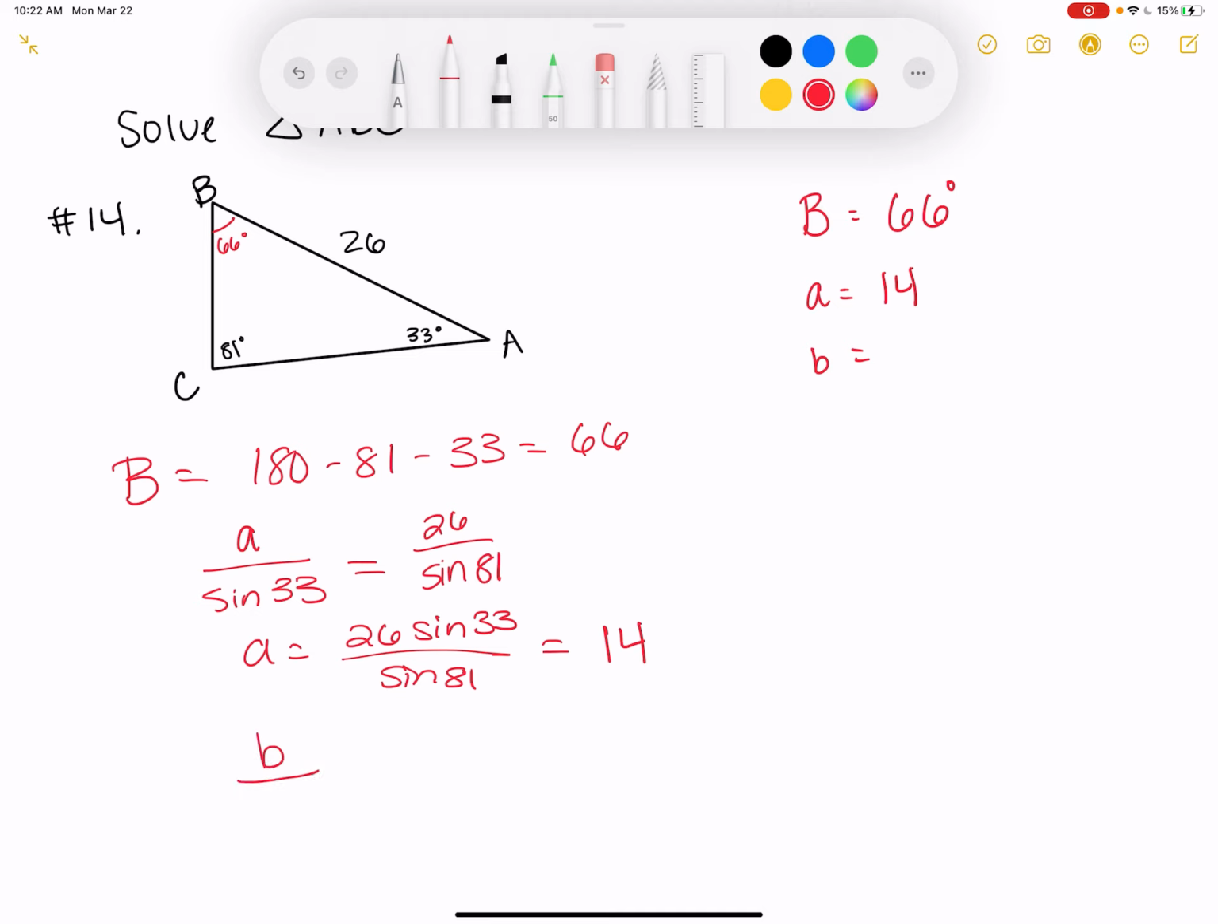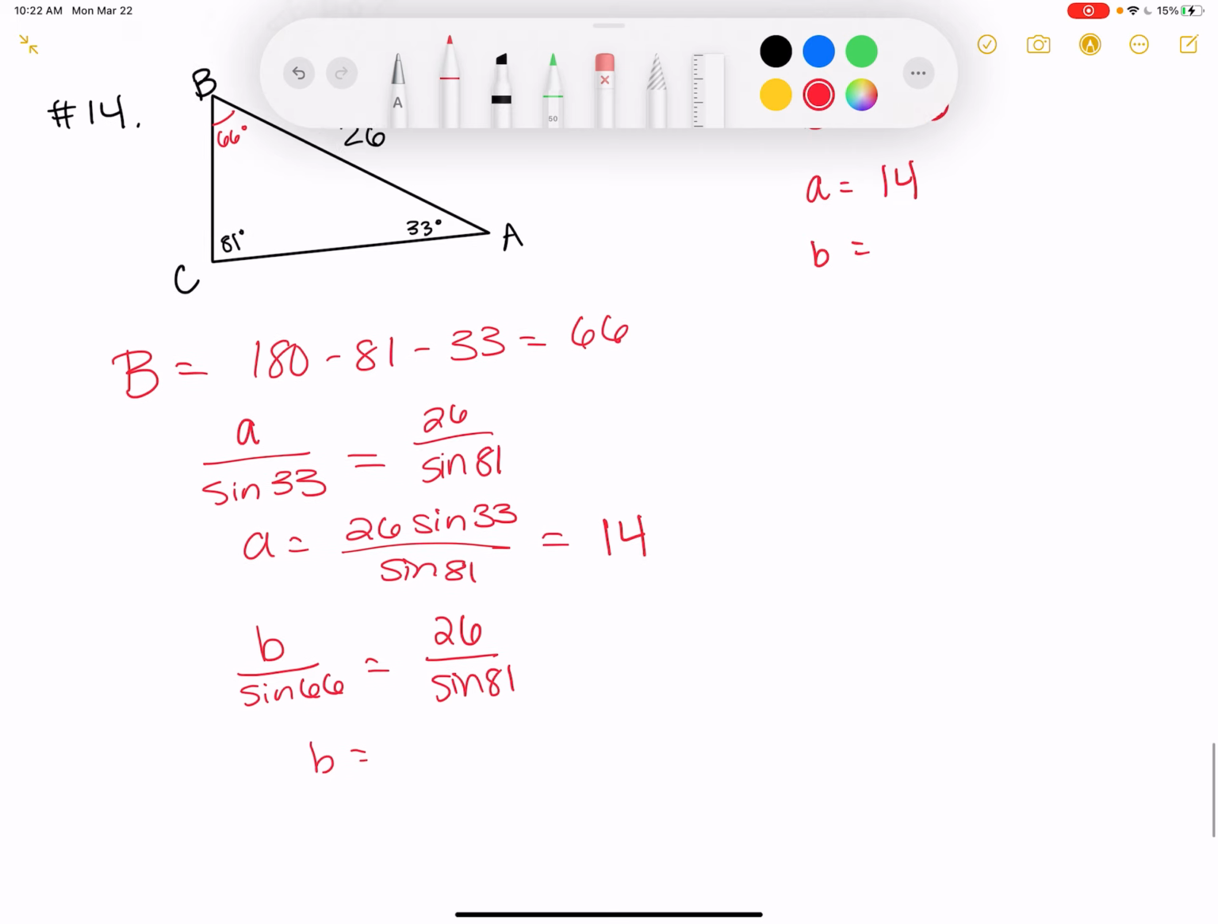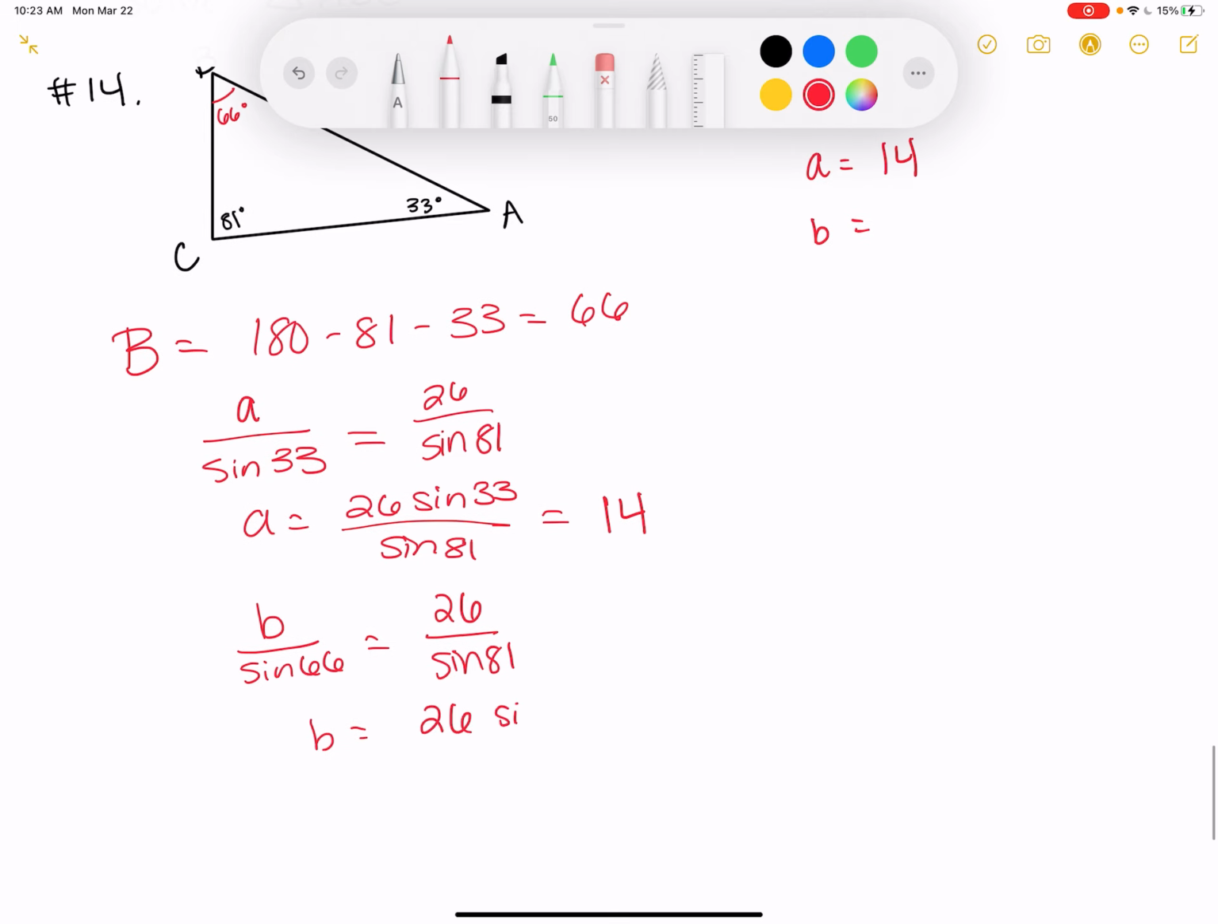So B over the sine of 66 is equal to 26 over the sine of 81. So B is equal to 26 sine of 66 over the sine of 81. So what is B? It takes me a second to write down. 23.9. So 24.